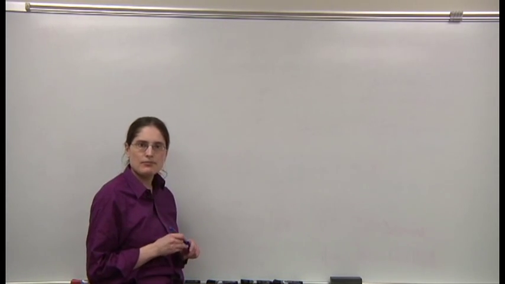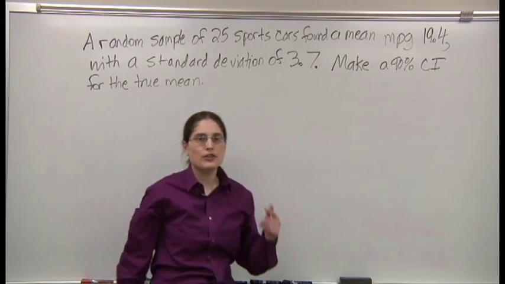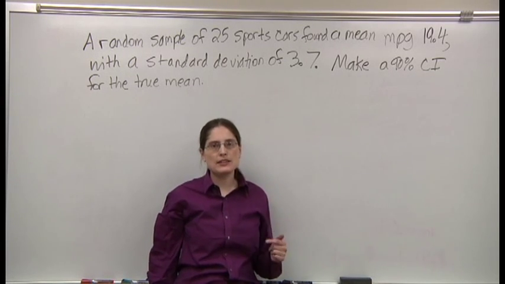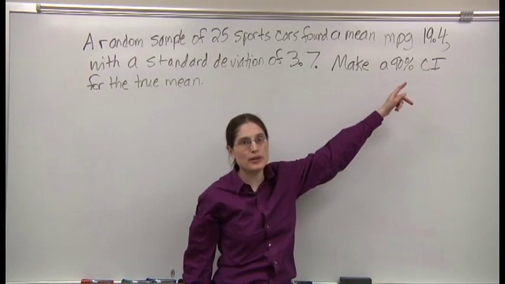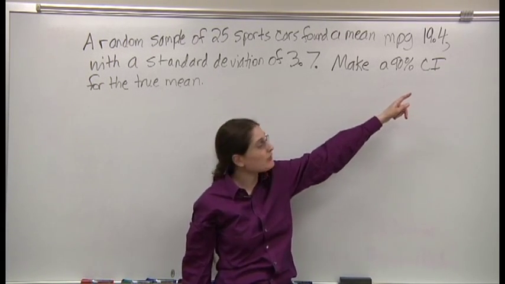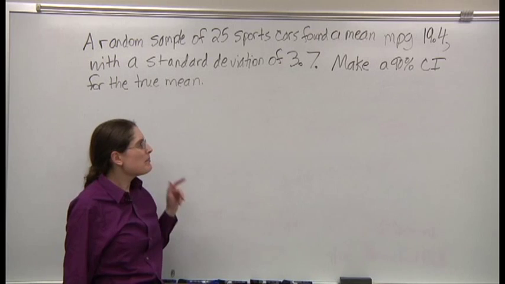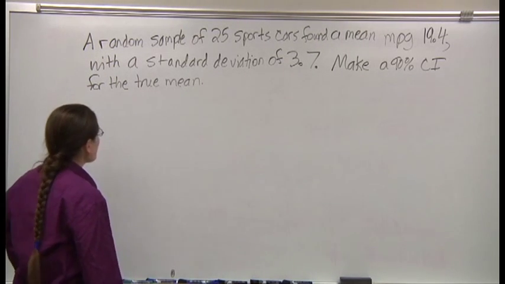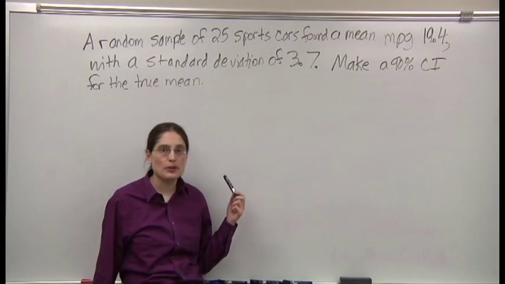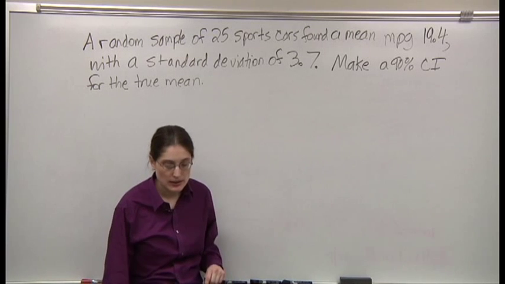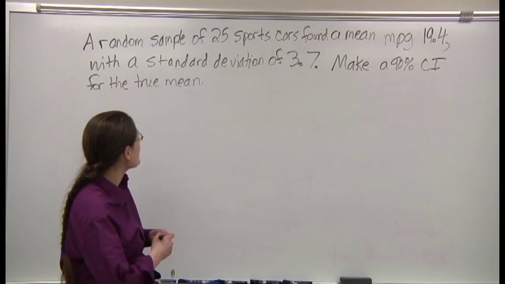Let's study the mileage of sports cars. We want to know how fuel efficient sports cars are. We tested a random sample of 25 of them. We found a mean of 19.4 miles per gallon, which is really not very good, and a standard deviation of 3.7. Make a 90% confidence interval for the true mean. So, is this a small sample? Yes. 25 is a small sample. So we need to use the t-table.